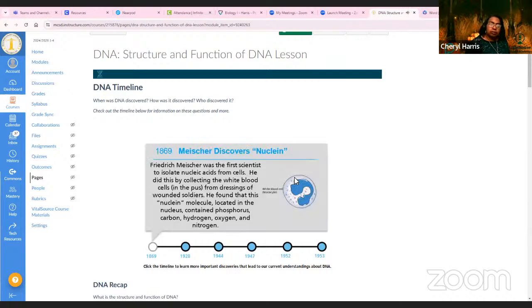Miescher discovers nuclein. Friedrich Miescher was the first scientist to isolate nucleic acids from cells. He did this by collecting the white blood cells from the dressings of wounded soldiers. He found that this nuclein molecule, located in the nucleus, contained phosphorus, carbon, hydrogen, oxygen, and nitrogen. Nuclein was later named nucleic acid. Miescher and other colleagues at the time did not realize that nuclein was the molecule of heredity.